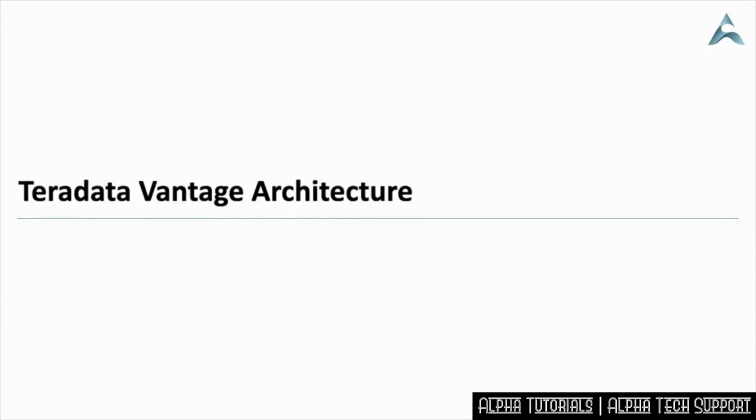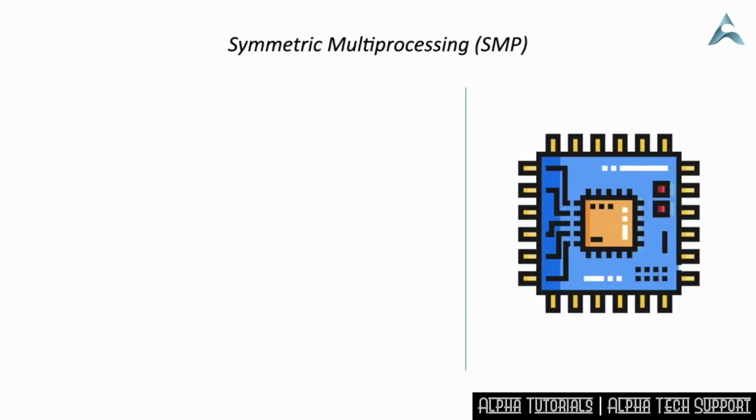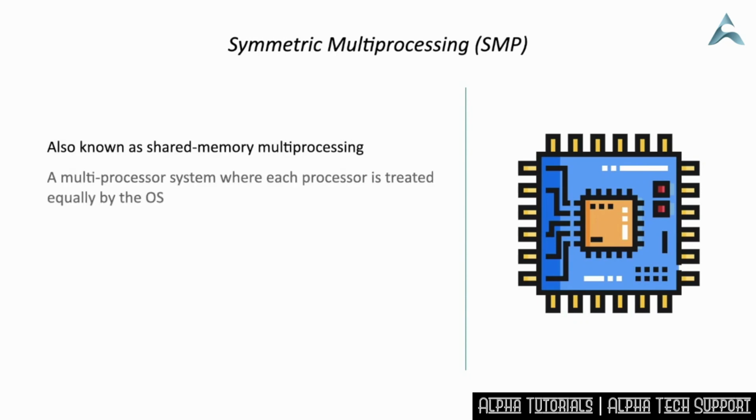We will now take a close look at Teradata's architecture, which enables it to handle very large-scale analytics tasks and process them efficiently. We begin with a look at the concept of symmetric multiprocessing. This is also known as shared memory multiprocessing, and this is a setup involving multiple processors, and these may be scattered across multiple machines, but significantly, each processor is treated exactly the same way. So while the processors may not be exactly the same, they will be treated as such.